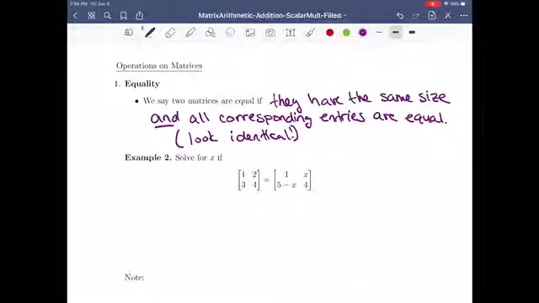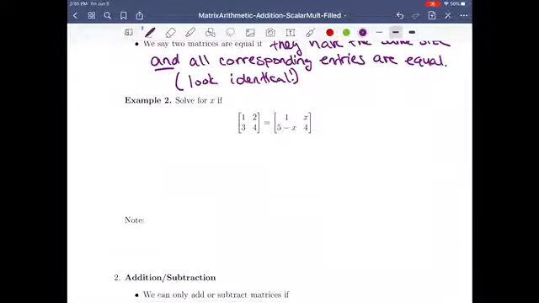Okay, so here's an example. If we have these two matrices and we want to say they're equal, we want to find x to make them equal. Well, first of all, we would notice that they're both 2 by 2 matrices. So they have the same size. That's a good start. Otherwise, they couldn't be equal. And now we want to compare the corresponding entries.